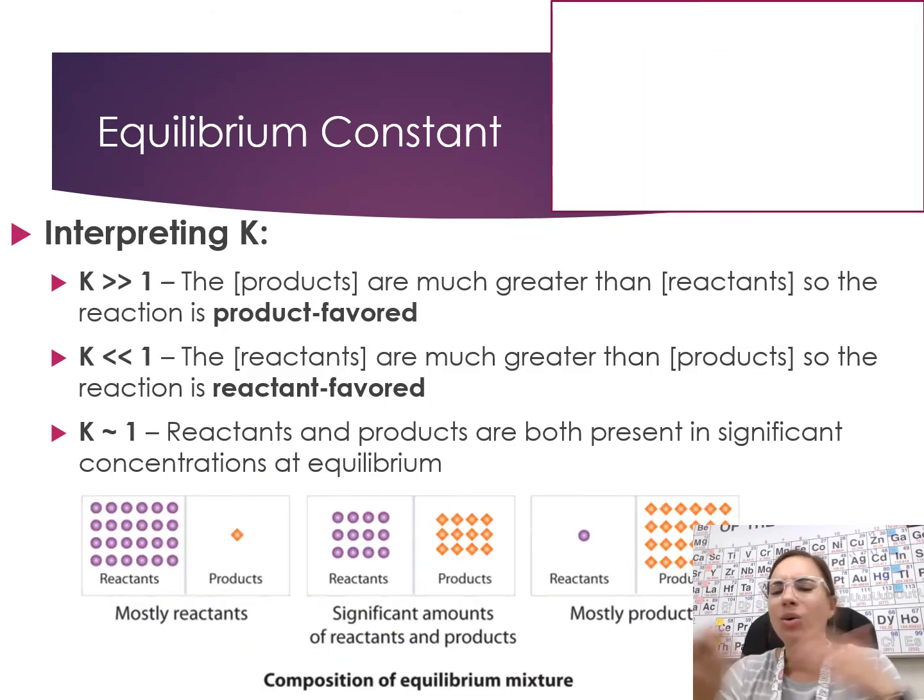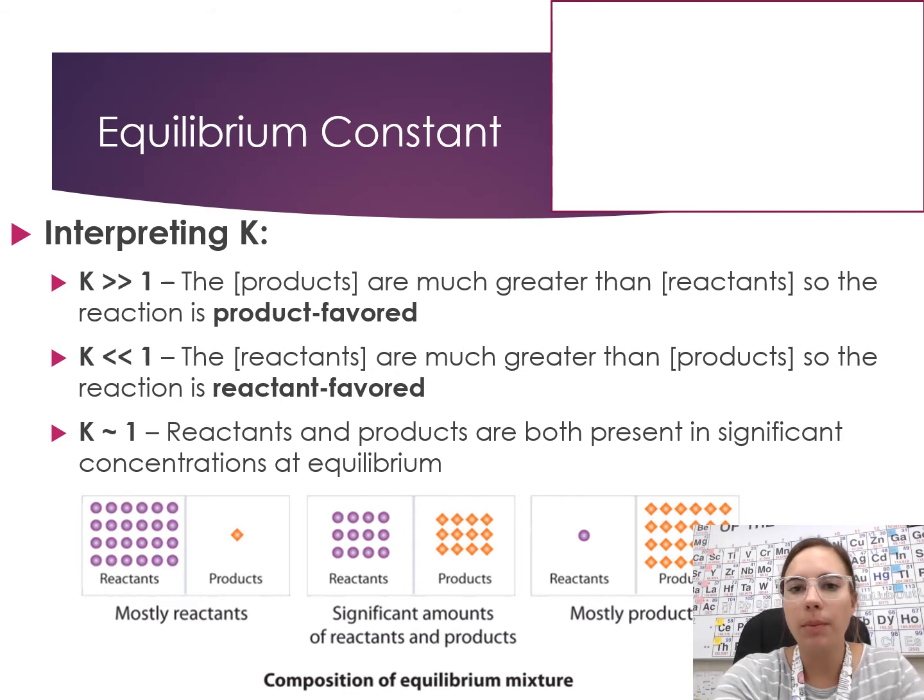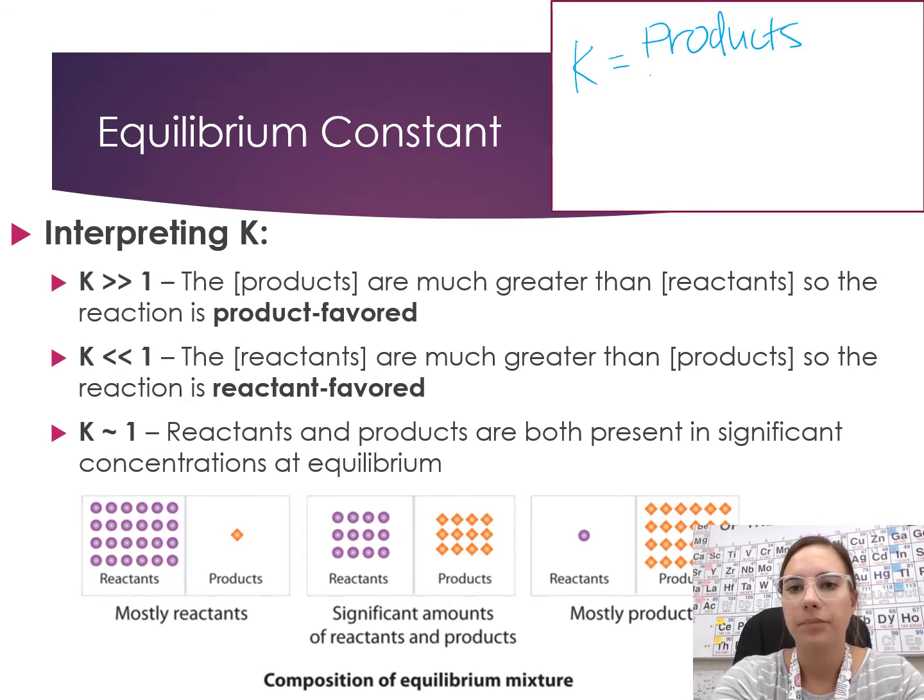Okay, what the heck do these K values mean? What does it even matter? It tells us kind of the relative composition of a system at equilibrium. How much product is there? How much reactant is there? So I'm going to remind you that Kp or Kc is always products over reactants.